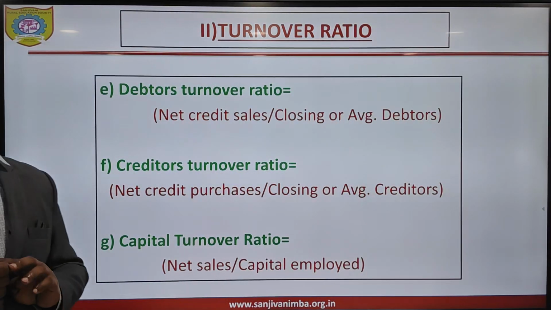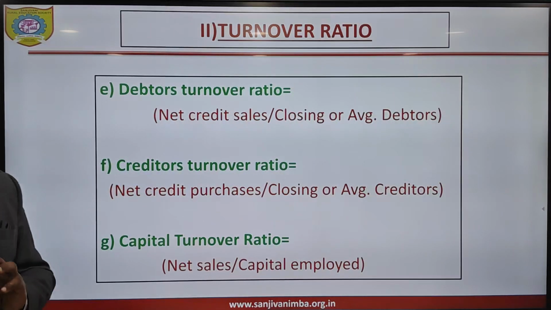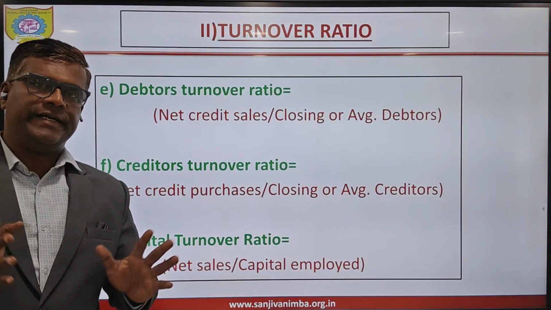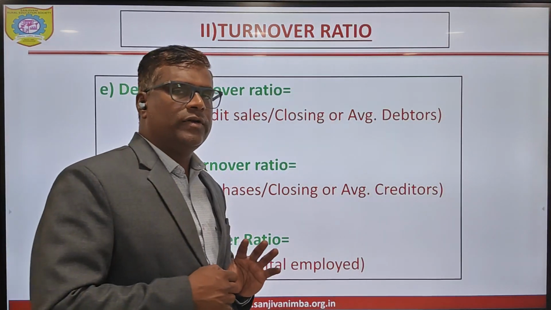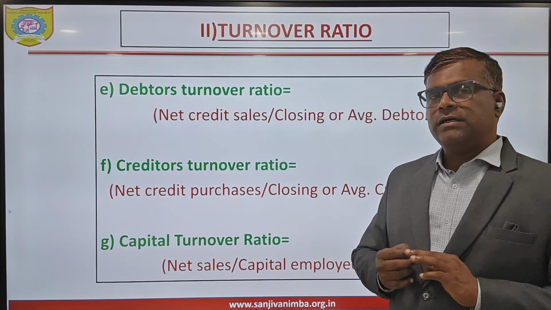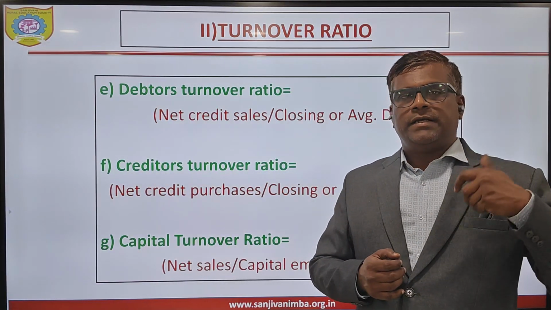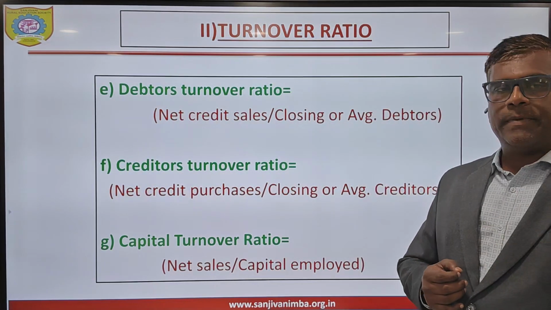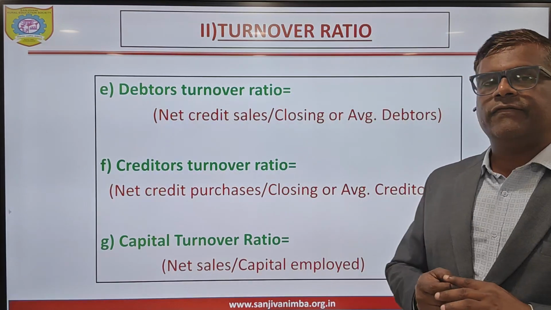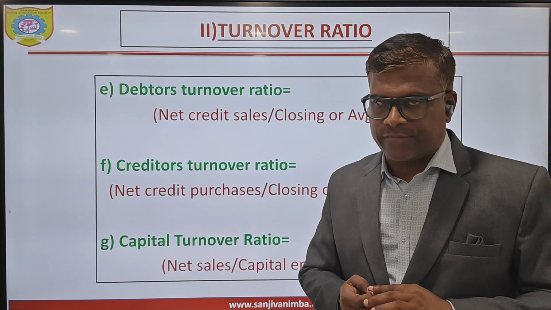Another one is the creditors turnover ratio. The formula is net credit purchases divided by closing or average creditors. This creditors turnover ratio will also help us in understanding whether the credit extended by the suppliers is sufficient enough for the business to impact positively on business affairs.